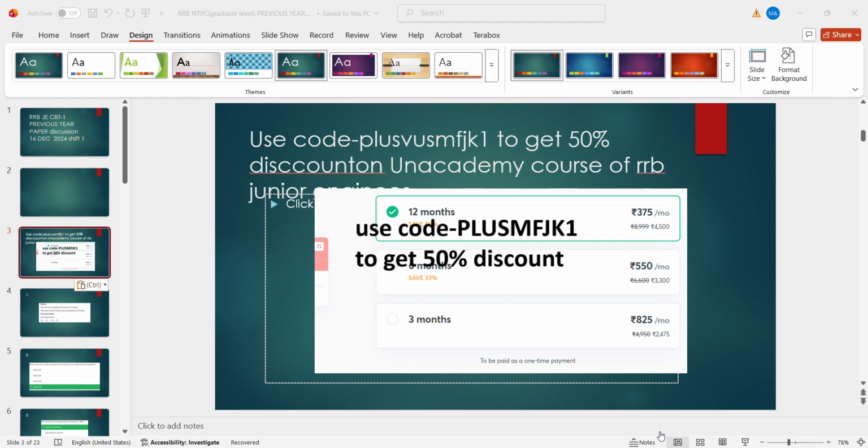Next question number 45. Which of the following is a product of neutralization of hydrochloric acid and sodium hydroxide? The answer is sodium chloride and water.